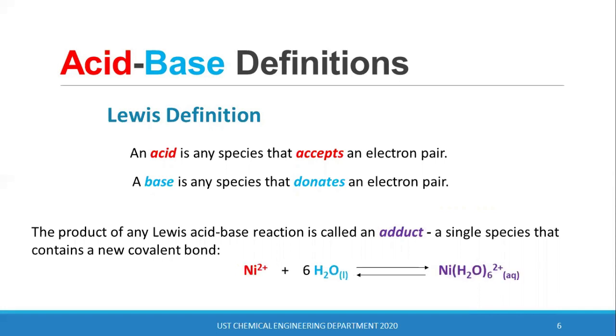An example is the reaction of nickel ion with 6 moles of water to produce a nickel complex, Ni(H2O)6 2+. The nickel ion accepts the electron pair donated by water molecules to form the adduct, the nickel complex.